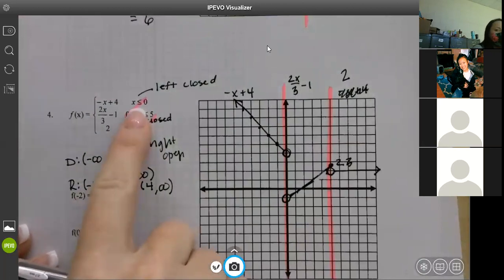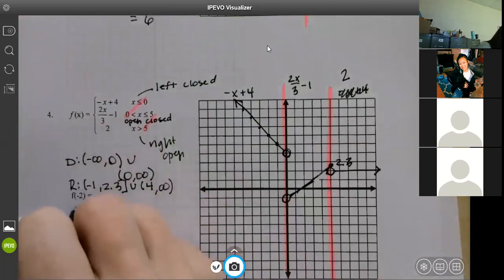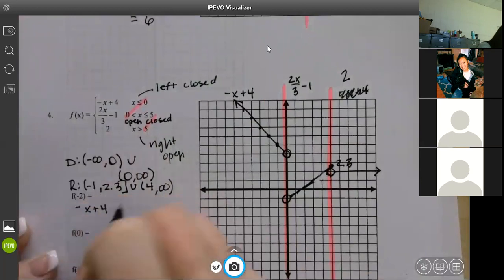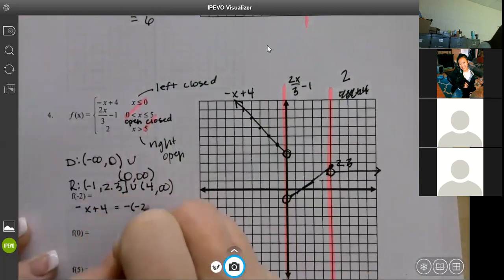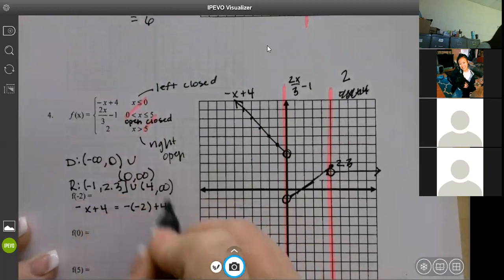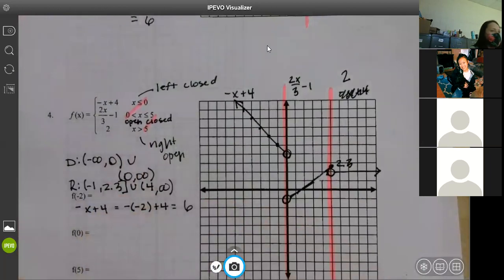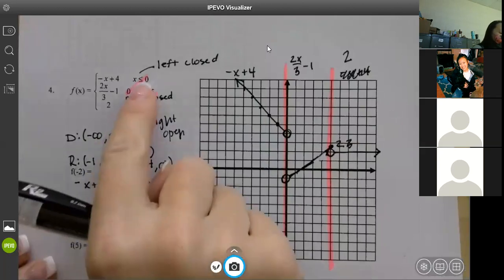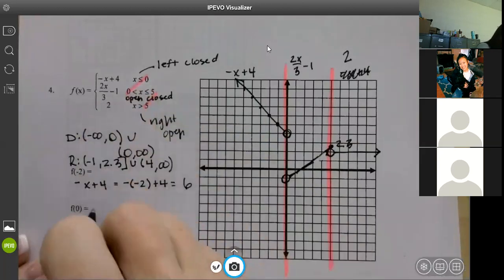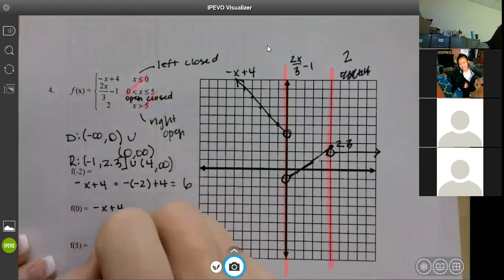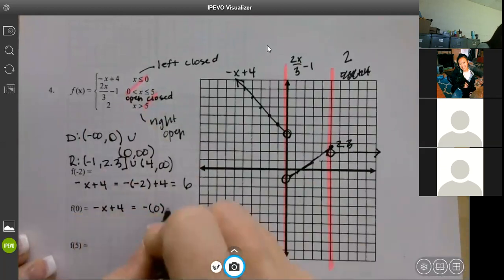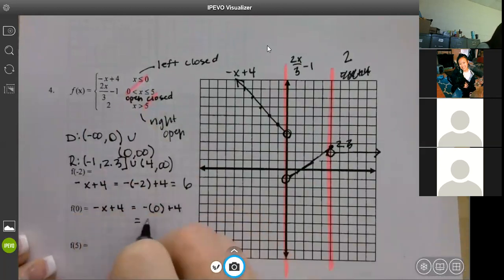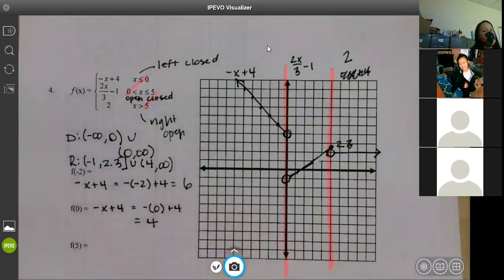-2 is less than 0. So we're going to use -x plus 4. We're going to plug in -2. And we get 2 plus 4 is 6. 0 is equal to 0. So we're using the first function again, -x plus 4. We're going to plug in 0. 0 doesn't matter, so we get 4.